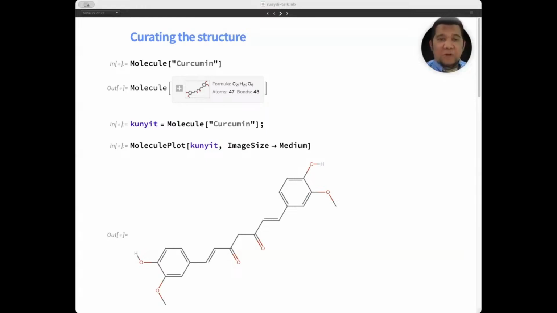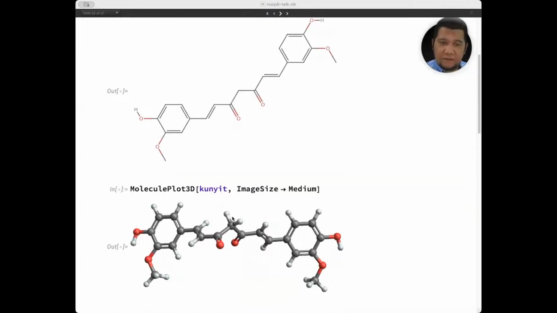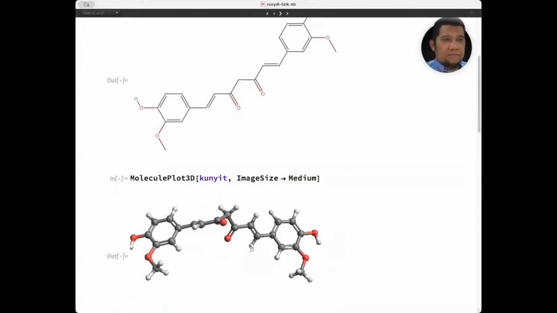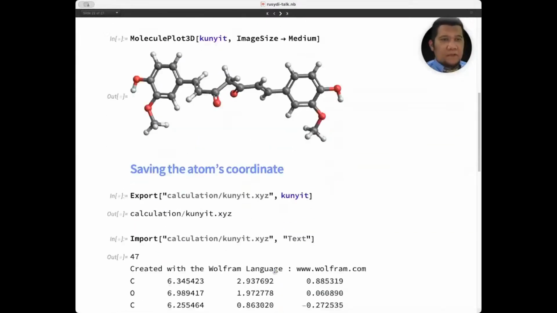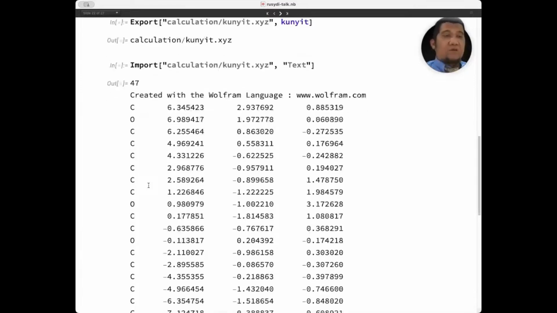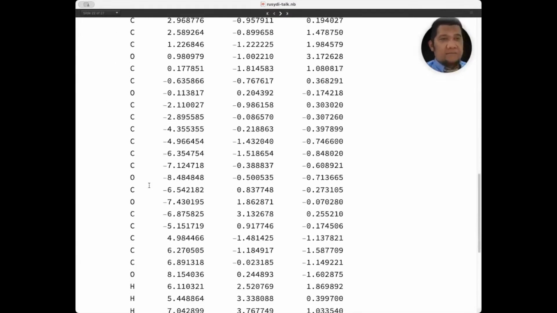Anyway, we can display the molecules in 2D and 3D graphs. The 3D display can be rotated. The most important step here is to save the atoms' coordinates from the curated data. We can use the function Export to save the data and check it using the function Import. Here we have the atoms' coordinates that can be used in the Gaussian input files.